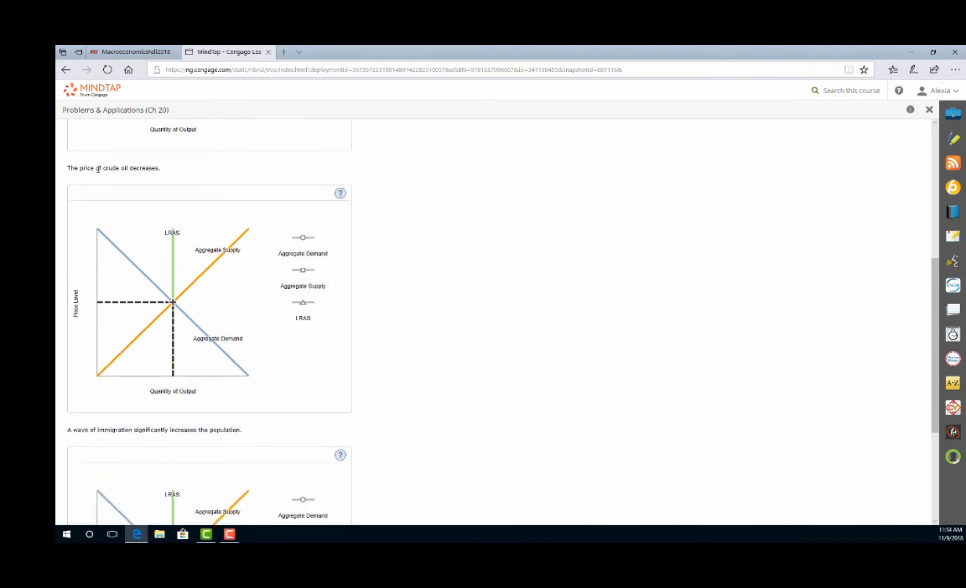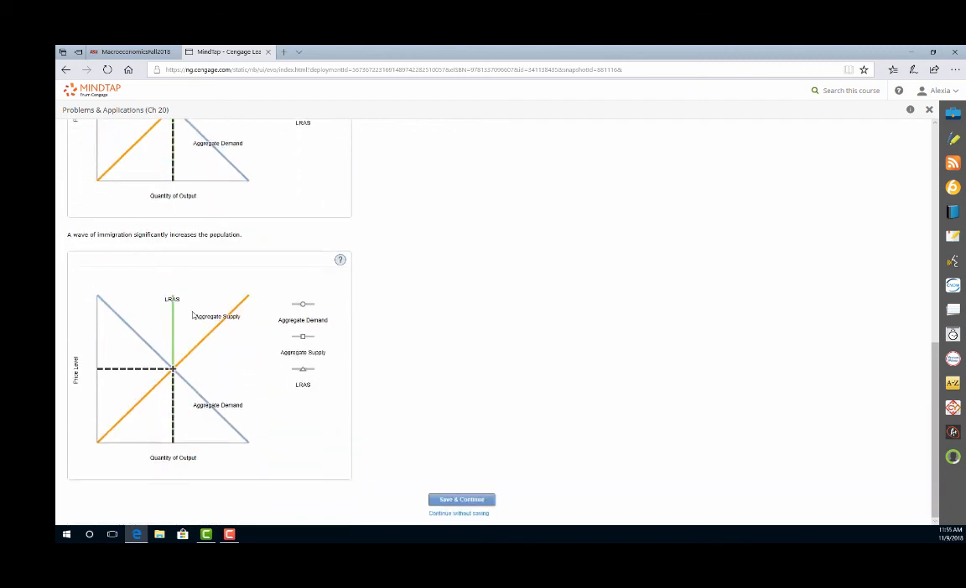The second one says, the price of crude oil decreases. Well, that's a cost of production. So what you want to keep in mind here is what happens when costs of production change in the short run. So keep that in mind when you do that.